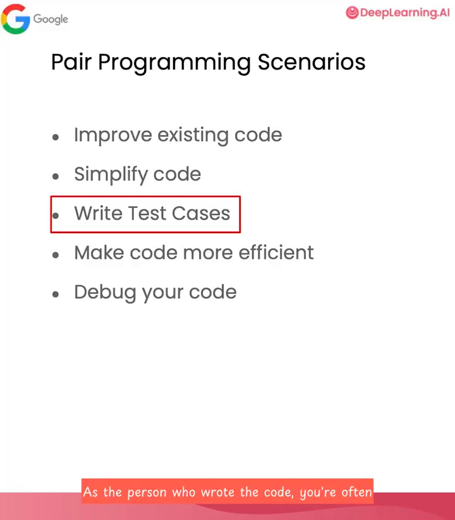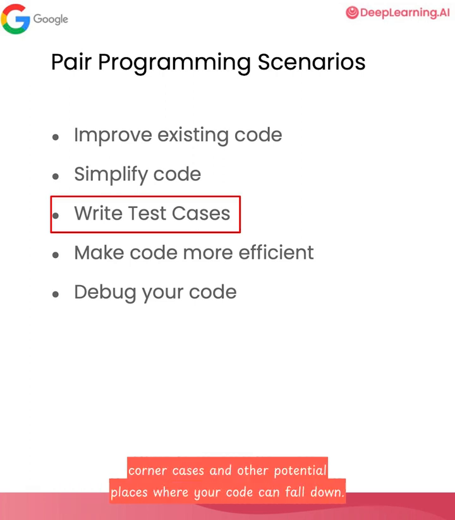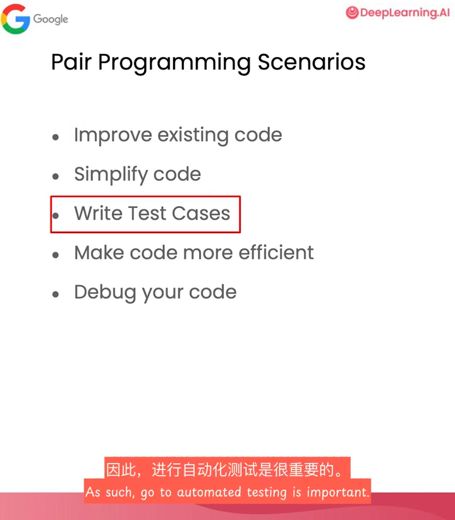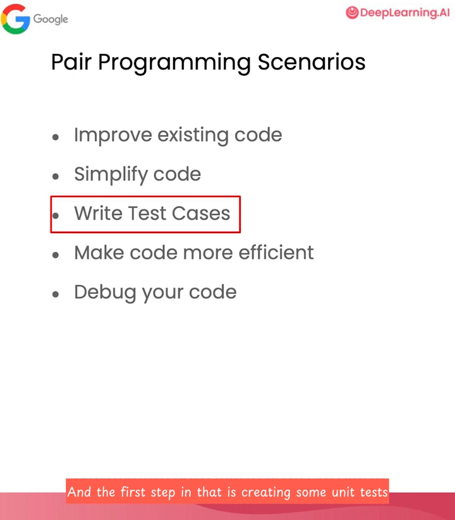As the person who wrote the code, you're often too close to your code to really test it and figure out corner cases and other potential places where your code can fall down. As such, good automated testing is important, and the first step in that is creating some unit tests to ensure that your code will work as expected. With large language models, you can take your code and ask it to generate test cases for you.